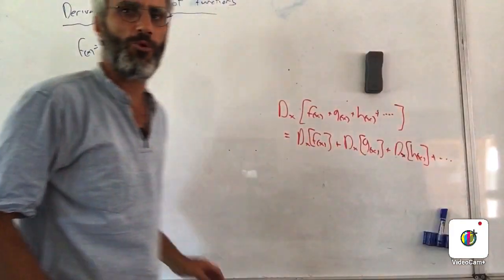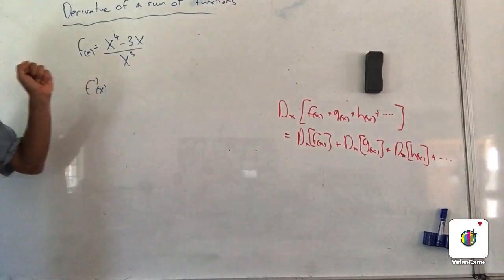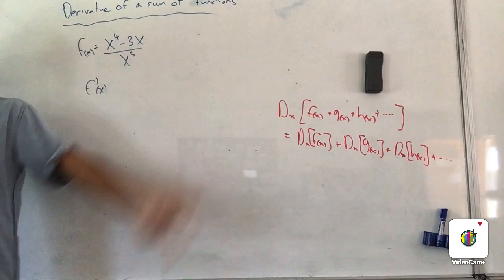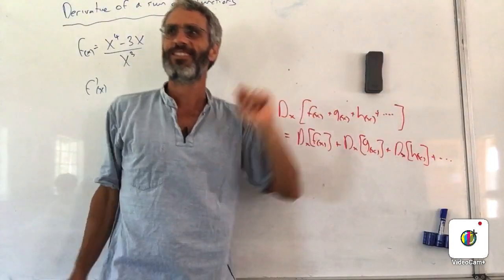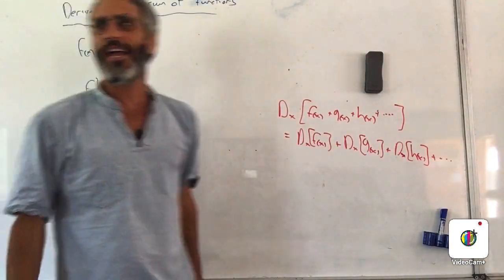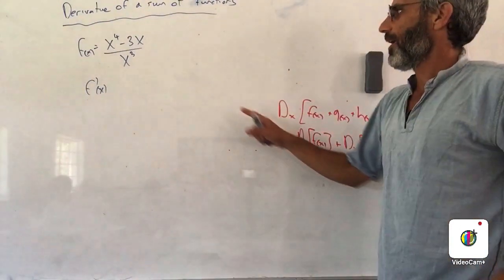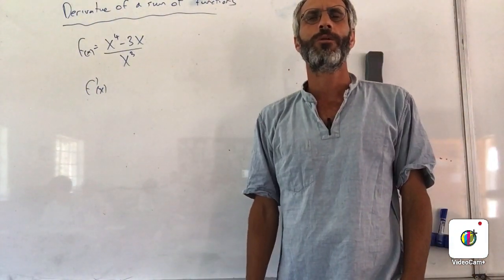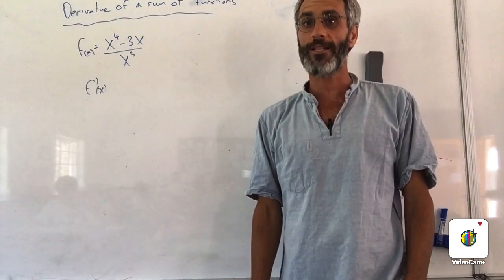We're moving on. A function, guys. x to the power 4 minus 3x, divided by x cubed. Making 2 terms. Okay, how do I find the derivative? What do you say, Simon? Making 2 terms. Correct. How do I do that?